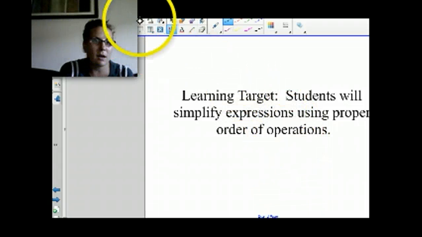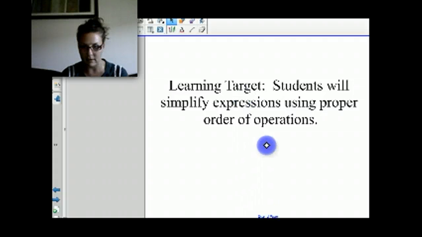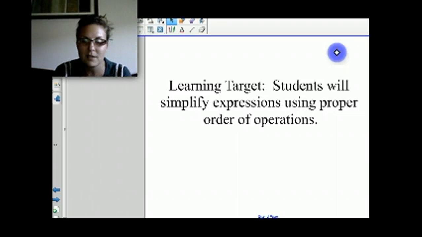Wrapping this up, I know today was a longer video, but it is incredibly important that we practice this. So, our learning target today, we are going to simplify expressions. We're using proper order of operations. Take a minute, see how today went. I went fast, so rewind, do what you have to do.